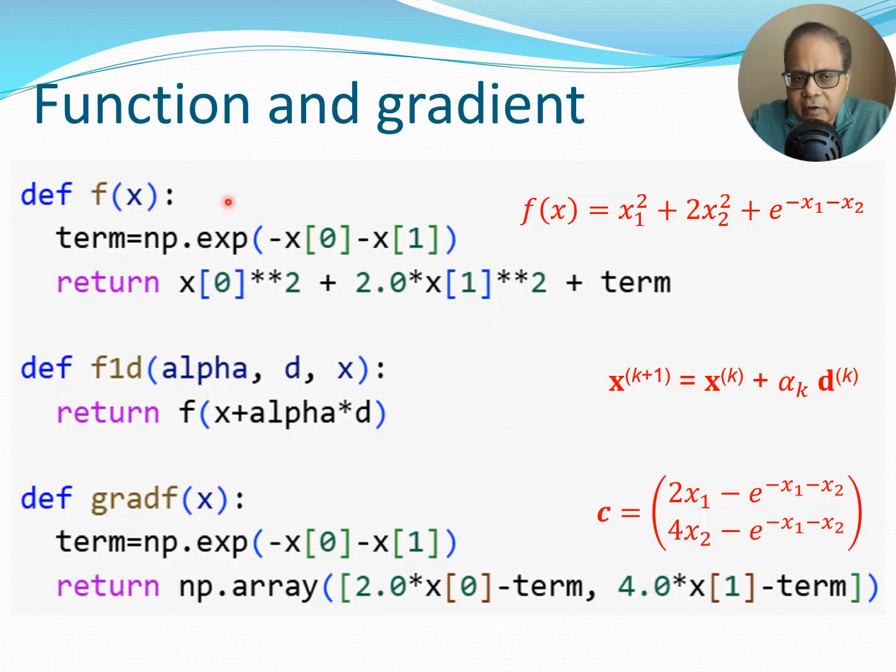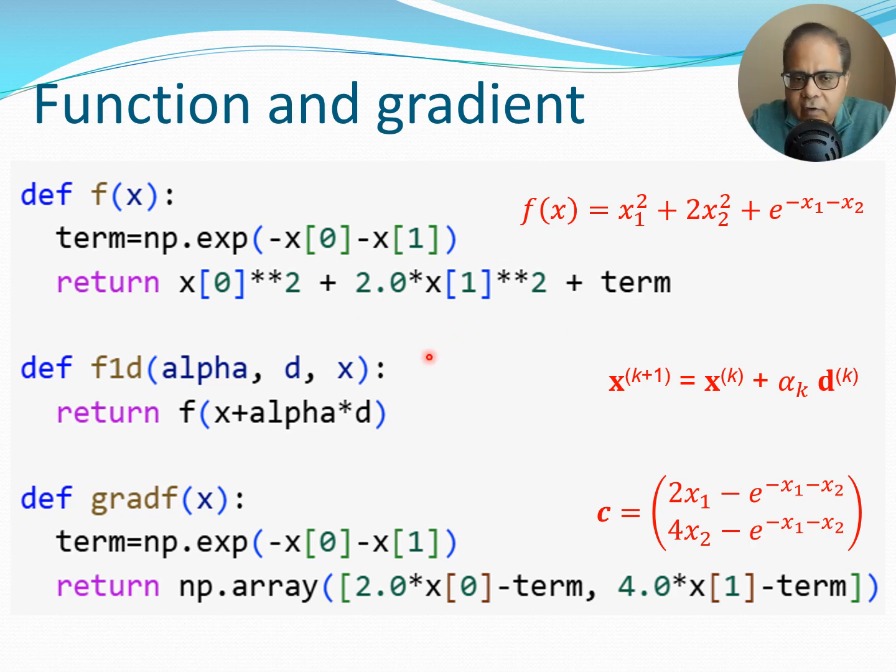Now you have the Python function which gives me back the function value. We have the Python function for the gradient vector which gives me back the gradient vector, and we have defined the function here, the gradient here. So essentially you code it here. Of course remember that in Python your vectors start from 0, so that's the subscript here, whereas here you are using 1 and 2 for x1 and x2. Here you are using x0 and x1.